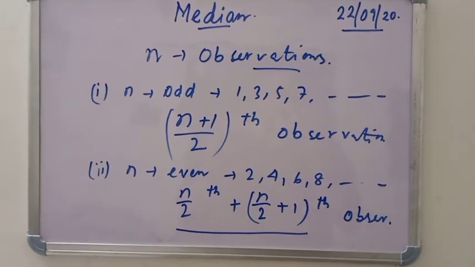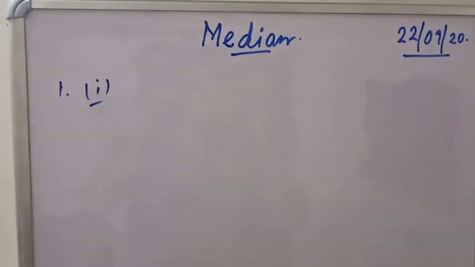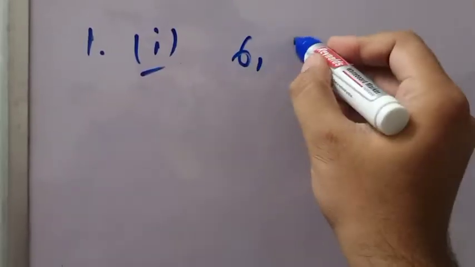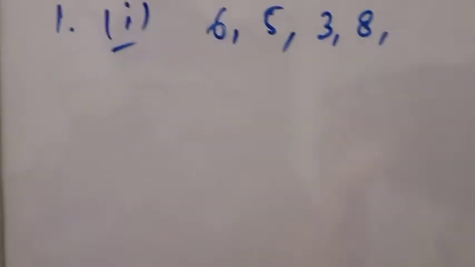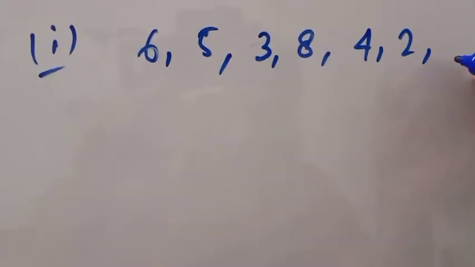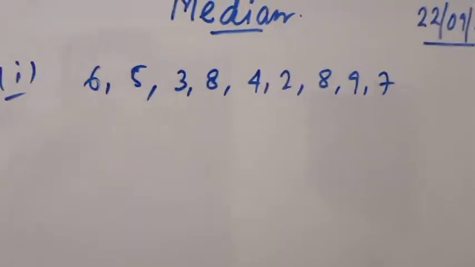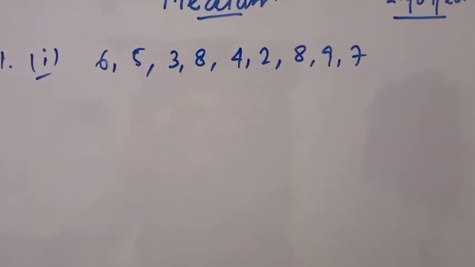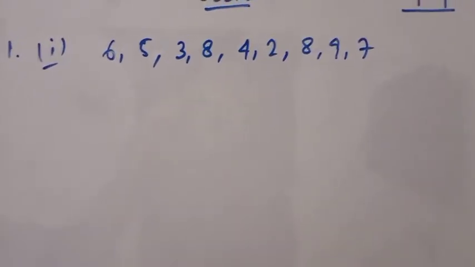Now we are going to the chapter and discuss the sums. Now 1R1. In 1R1, see that, find the median of each of the following sets of data. The data given is 6, 5, 3, 8, 4, 2, 8, 9, 7. So this is the data given: 6, 5, 3, 8, 4, 2, 8, 9, 7.